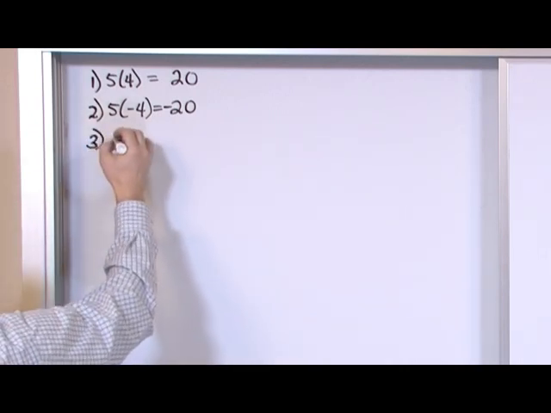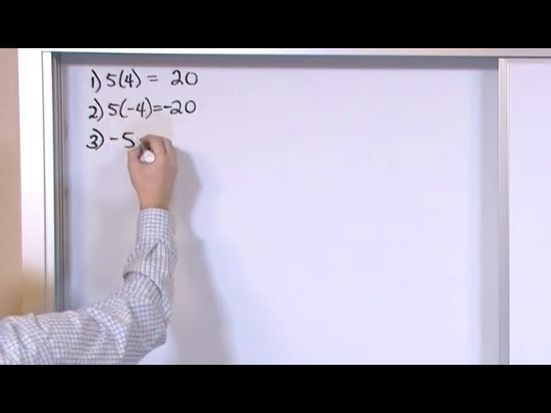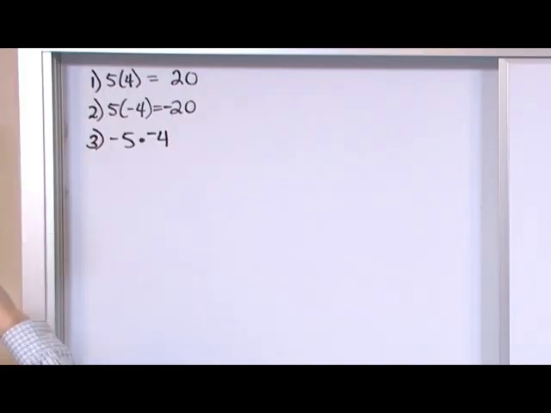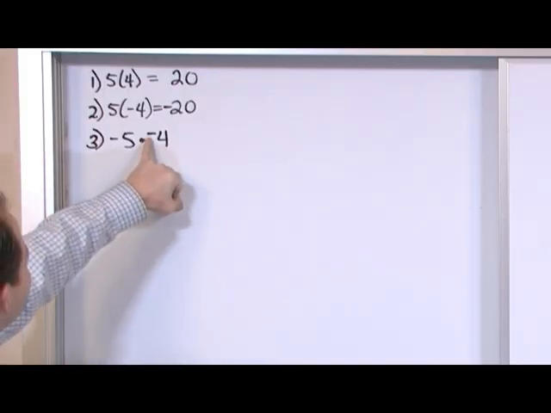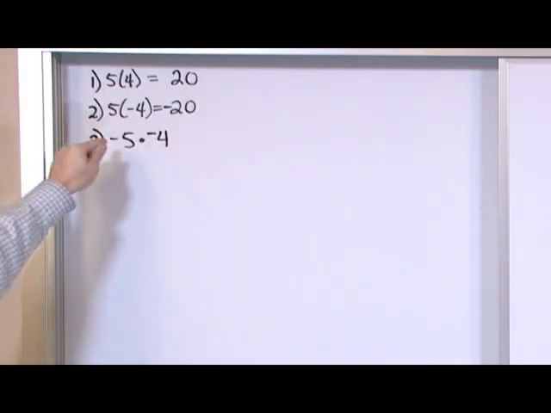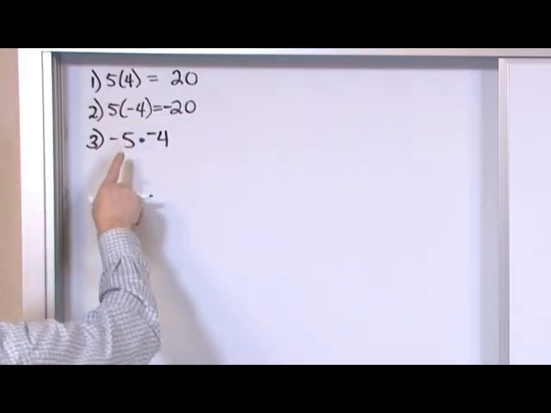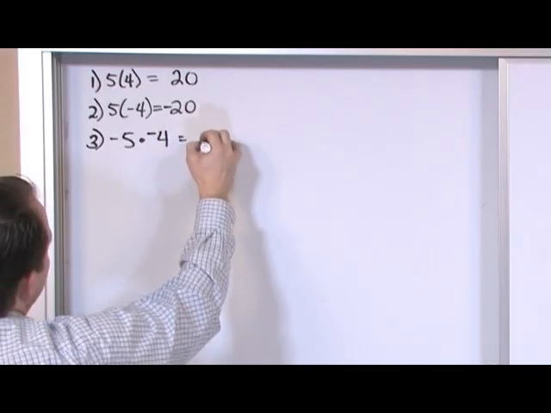Now, what if we had negative 5 times negative 4? And by the way, you usually don't write multiplication like this, because having this multiplication symbol right next to the negative symbol is awkward. Usually you're going to write it differently, but I just want to show you different ways that you can do it. So 5 times 4 is going to give you 20.